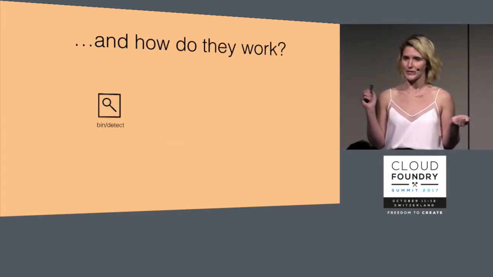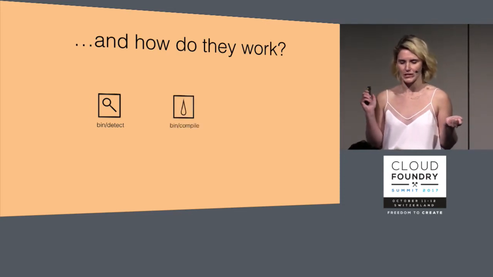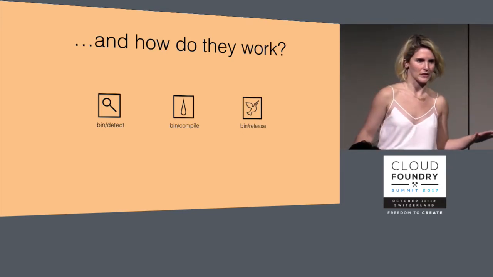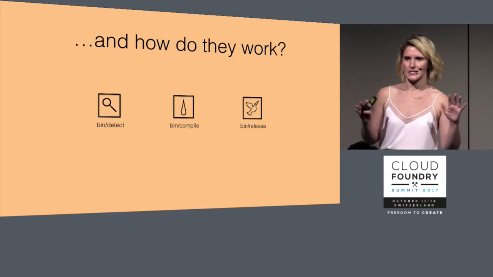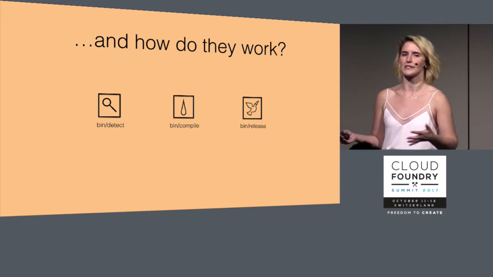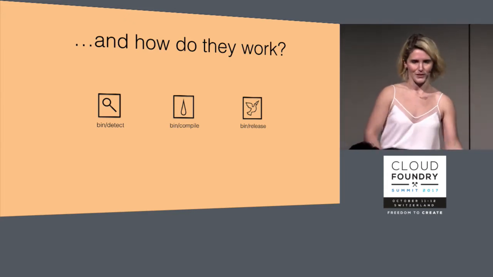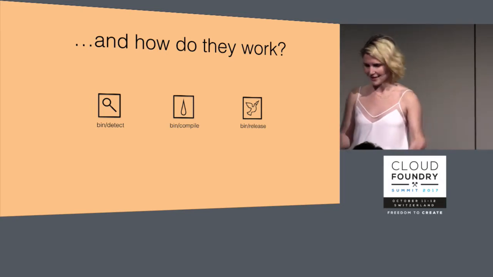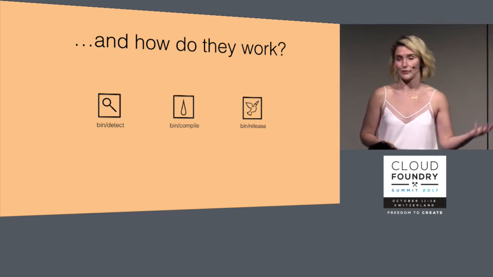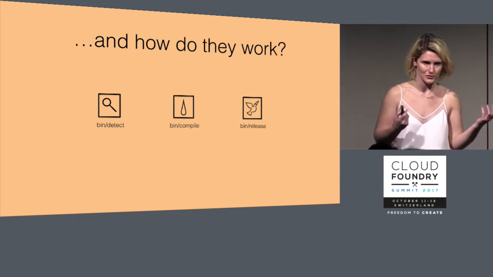The three original scripts that we use to do this are bin detect, bin compile, and bin release. So bin detect, really basic. It's a Boolean: is this app a fill-in-the-blank language app? To give you an idea of how basic it is, for Ruby: is there a Gemfile? Yes, it is a Ruby app. And then it will exit, yes, this is a Ruby app, and continue on to compile without running the other detect scripts. However, if you elect to specify your buildpack, the detect script doesn't run, which will speed things up.